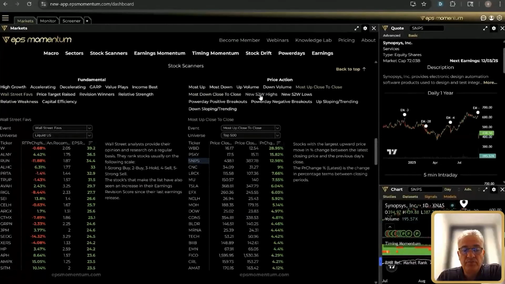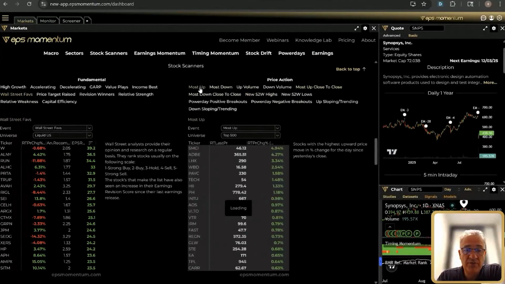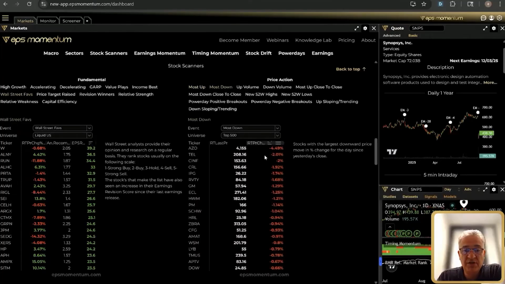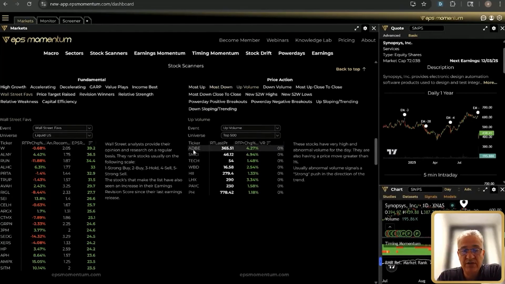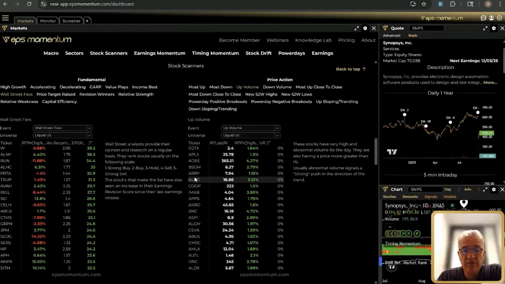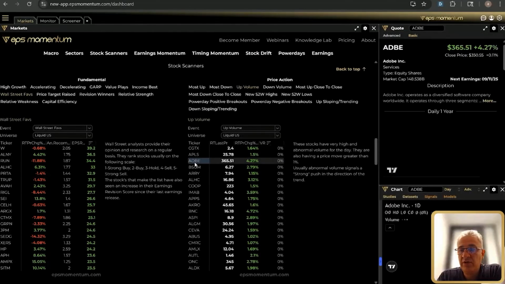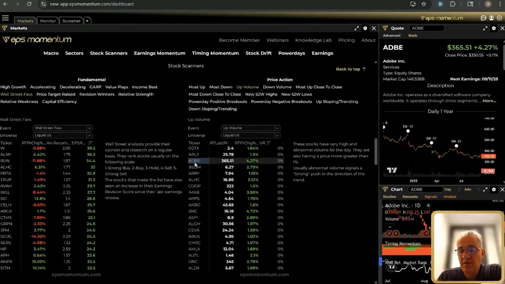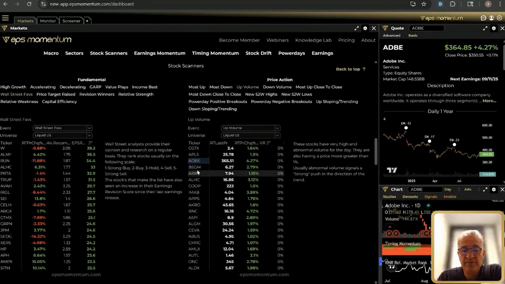So we can have the most up, most down, like I just mentioned, since the close. Then you have the up volume. So it's basically stocks that are up on big volume. So I can go liquid US again, up volume. So that would be the name. Adobe would be one here, up on volume, up 4.27%.